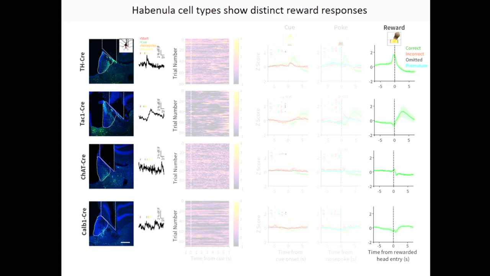So TH cells seem to ramp up their activity as the animal approaches the reward port. These are all time-locked to head entry into the reward port, whereas the TAC1 cells seem to have a sustained response as the animal is consuming the reward. I don't see large changes in the activity of the cholinergic cells during this task. And the calbindin-1 cells show a modest but statistically significant increase also during the reward consumption.